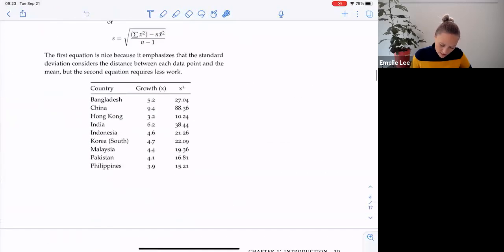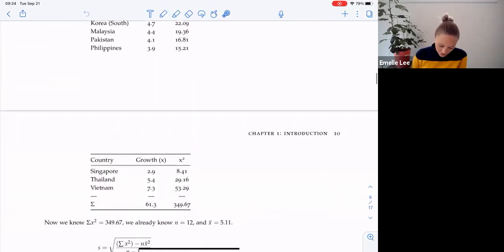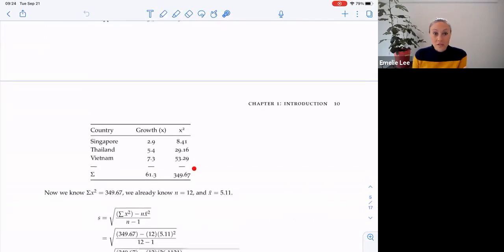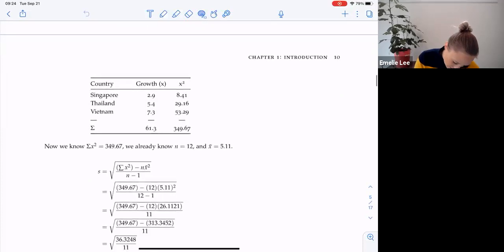Oh yeah. So here, right in the notes, and I'm not going to copy it in because we kind of showed it. But in the notes, what I've done is I've just shown all the x's squared, right? So 5.2 squared is 27.04, 9.4 squared is 88.36, blah, blah, blah. And then unfortunately, it crossed the page, right? And so the sum of all these is going to be 349.67. Okay, so maybe I'll copy this in here.